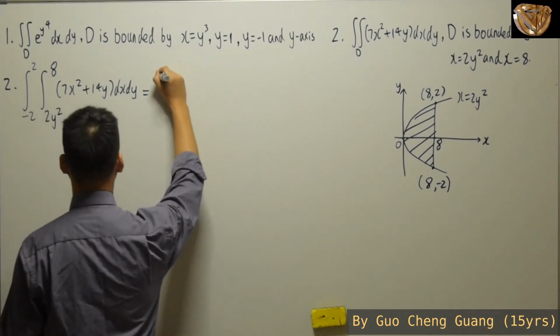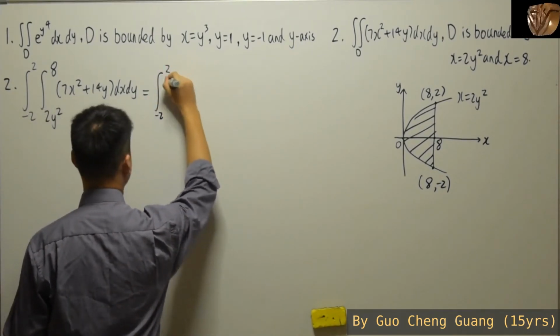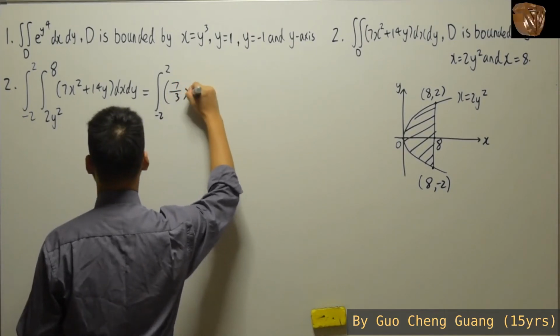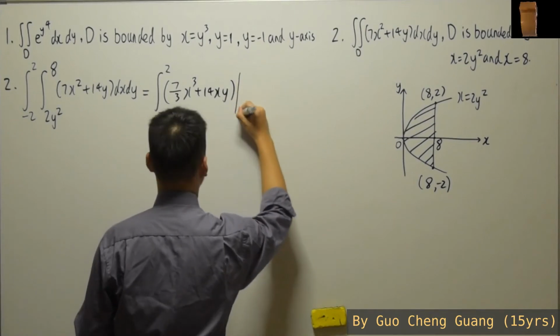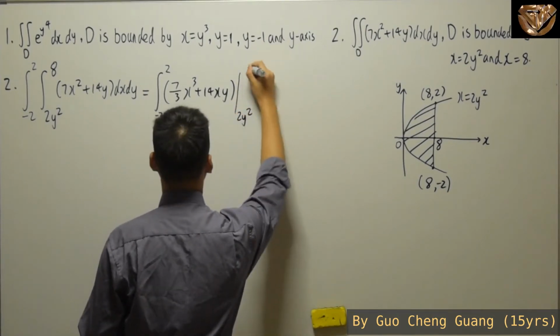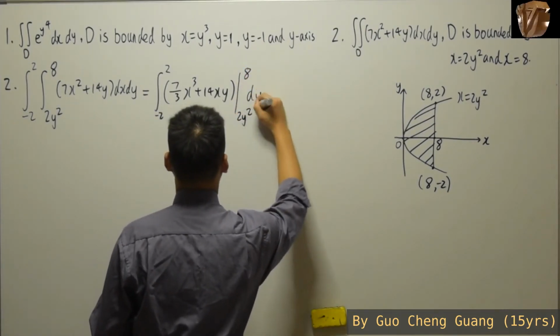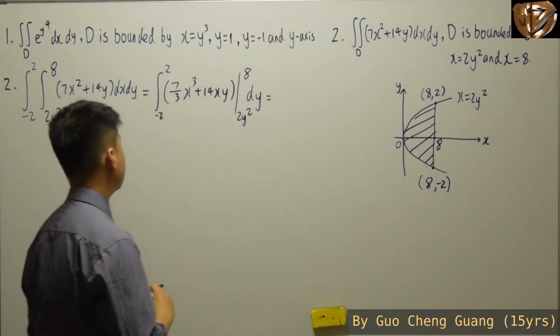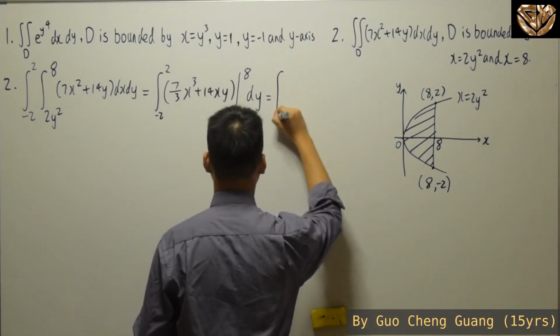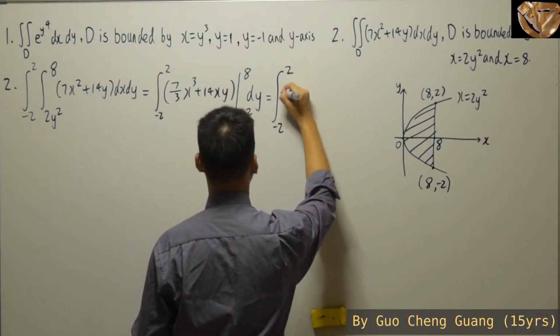Now just integrating with respect to x, we're going to see 7 over 3 x cubed plus 14xy. Then substitute in 2y squared and 8. Next, we're just going to substitute in the different values you will see. So integrate from negative 2 to 2.